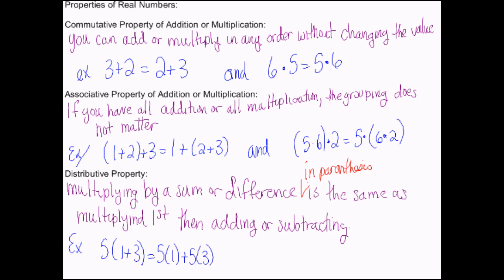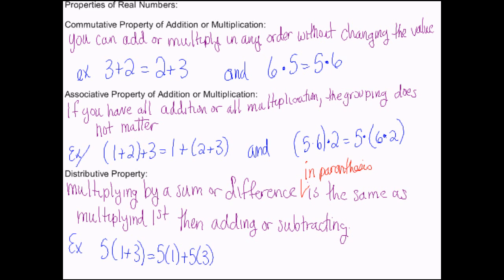Same thing with the associative property. If you have all addition or all multiplication, the way you group them doesn't matter. 1 plus 2 plus 3, that's 3 plus 3, which is 6. It's the same thing as 1 plus 2 plus 3, so that's 1 plus 5, which is 6. It wouldn't matter how I grouped you guys. Like I could separate you into boys and girls, or I could say you right and left. You'd still be the same number of people. Same thing with multiplication. 5 times 6 is 30, times 2 is 60, or you can do 5 times 12, which is also 60. Again, though, it only works with addition and multiplication.